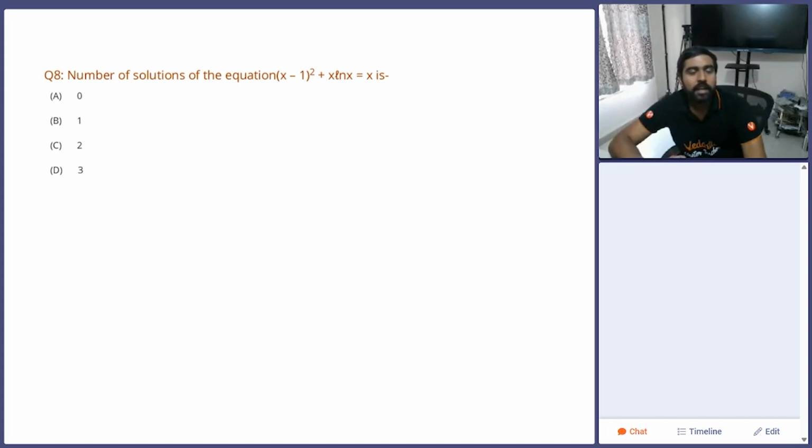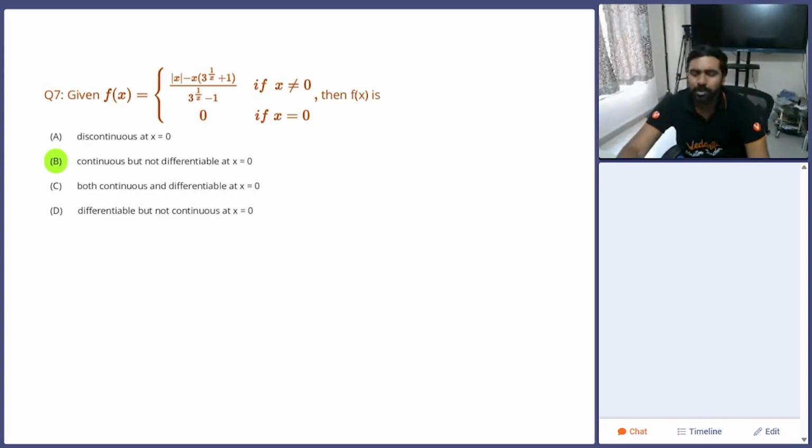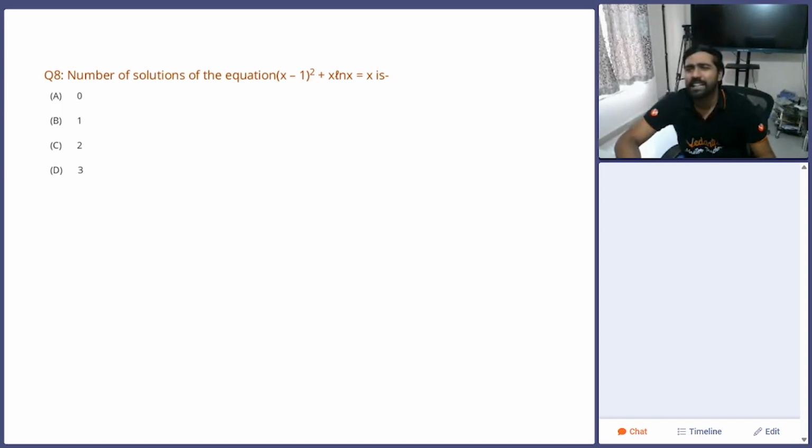So here you have been asked the number of solutions. The number of solutions of this equation x minus 1 the whole square plus x into ln x equal to x. What will be the number of solutions over here? So this is a very standard type of funda. What I will do is I will directly just differentiate this expression.